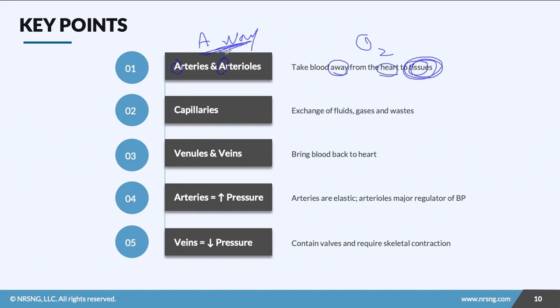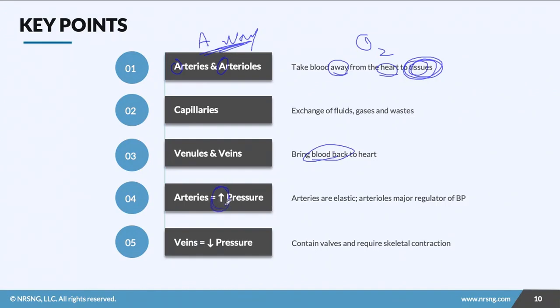Then we have these capillaries between our arterioles and our venules. Their job is to exchange fluids, gases, and wastes. That's going to lead into our venules and our veins. Their job is to get this blood back to the heart. Hopefully our blood's done its job. Now we've got to get it back to the heart to start the whole process over again.